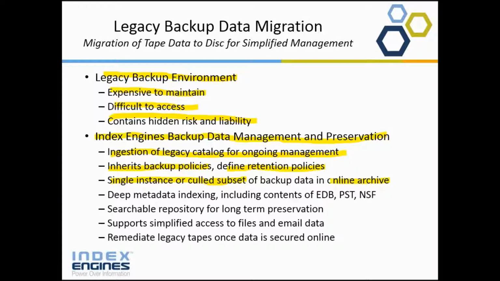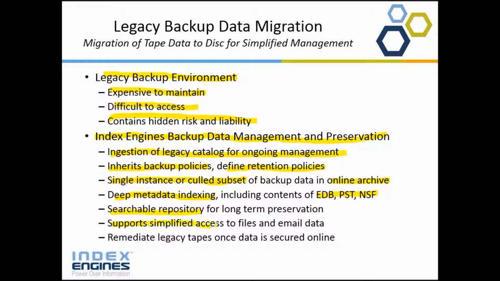The next level of access that Index Engines provides is deep metadata level indexing. So what is deep metadata? Deep metadata gets beyond the simple metadata of files and email repositories like EDBs and PSTs, and goes inside those repositories. For things like PSTs, NSF containers, and EDBs, it provides a metadata view of the email content within those repositories. So it's a deep view into that email content. It's searchable, allowing you to search and find content.